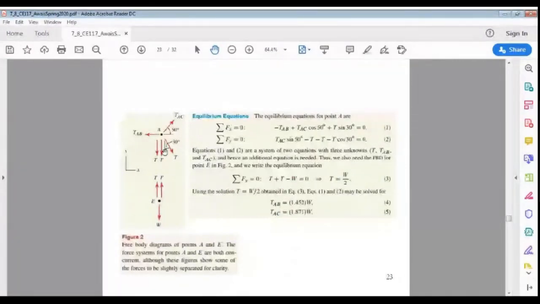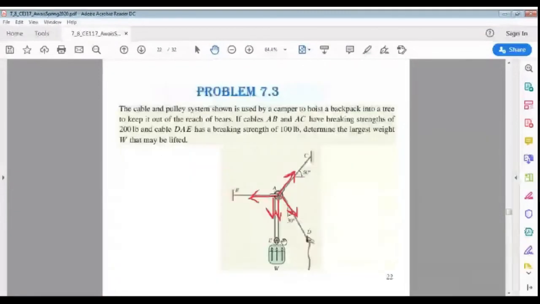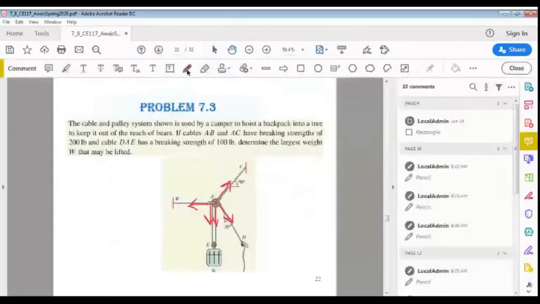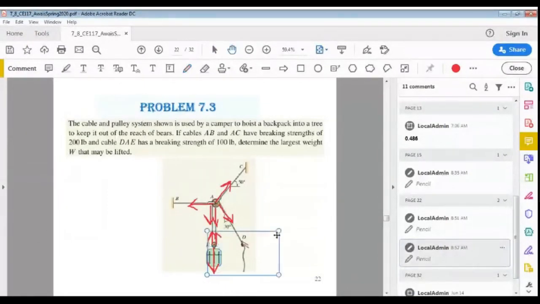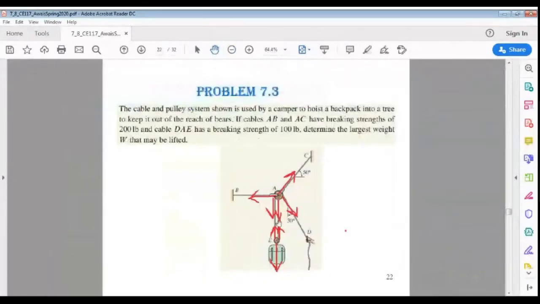Similarly, you can also draw the free body diagram of joint E as well, because definitely I have to incorporate the weight W in my calculation. If I draw the free body diagram of joint E, there will be a downward force due to the weight of the backpack, and then there will be a tension force T in this cable and tension force T in the second cable. So this is the free body diagram of joint E. So these are the two free body diagrams.